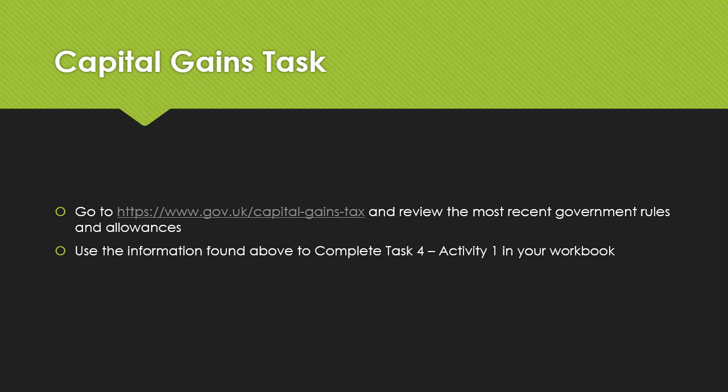Now today's task. When you go to that website, gov.uk/capital gains tax, I'll put that in the Teams assignment as well. When you have a look through, there's a step-by-step guide on there from the government telling you how it all works, and it has the most up-to-date figures on it. You're going to need to use those up-to-date figures to then complete task 4 activity 1 in your workbook. That's the same workbook we were working through in class before Christmas, and that will be today's one.